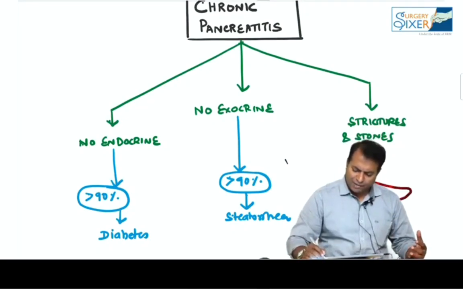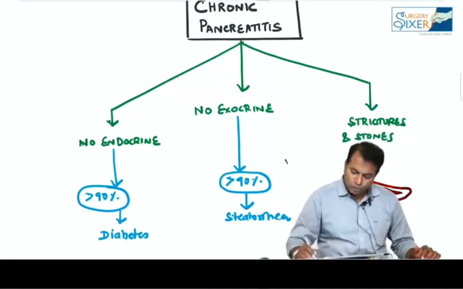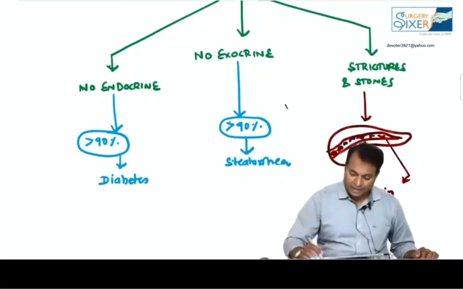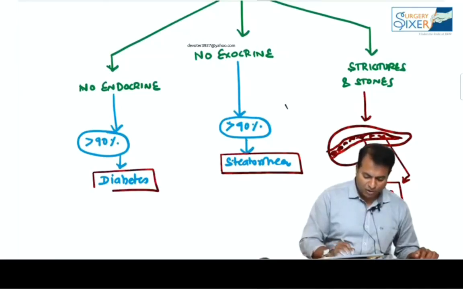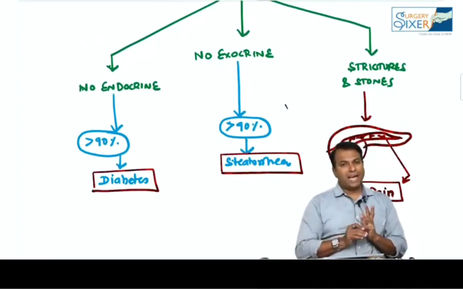So what will they have? They will have strictures and stones in the duct, so they will have a dilated duct and obstruction. Therefore they have pain. Chronic pancreatitis is a triad of pain, steatorrhea, and diabetes. Please don't forget this point.